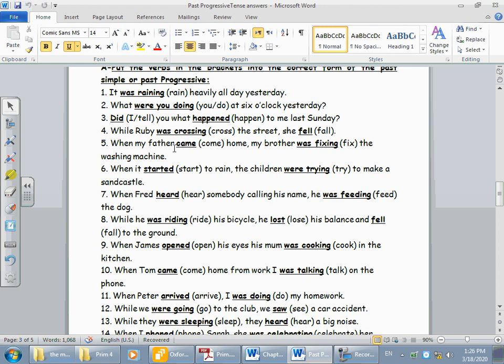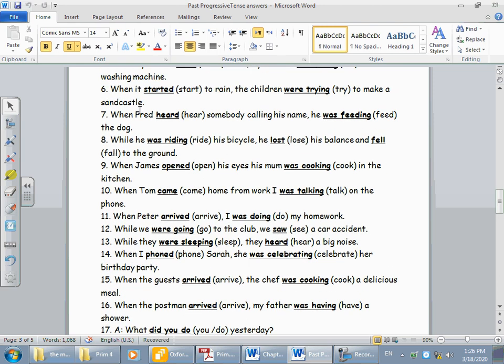Number 5, when my father come home, comma, my brother, between brackets, fix the washing machine. So the word when should be followed by past simple tense. When my father came home, my brother, the second sentence should be in the past progressive. So my brother was fixing the washing machine.